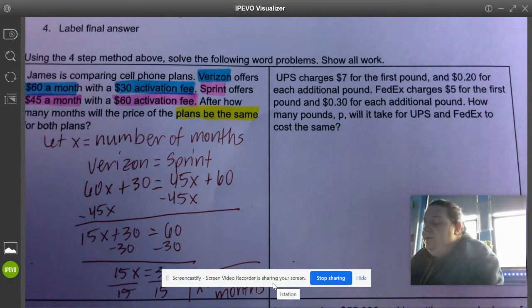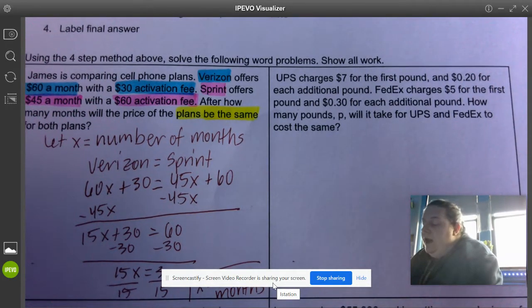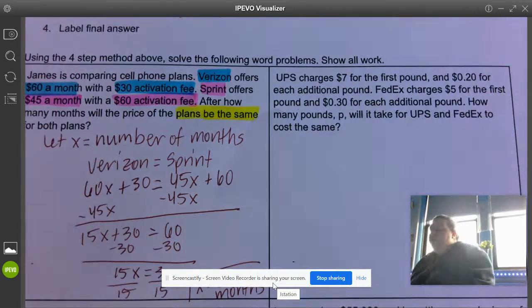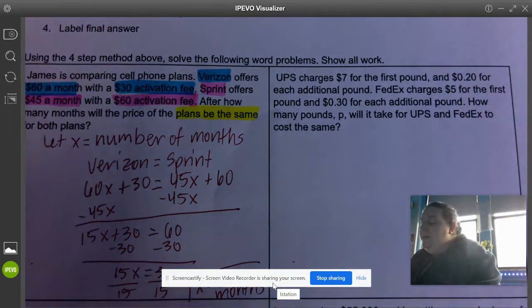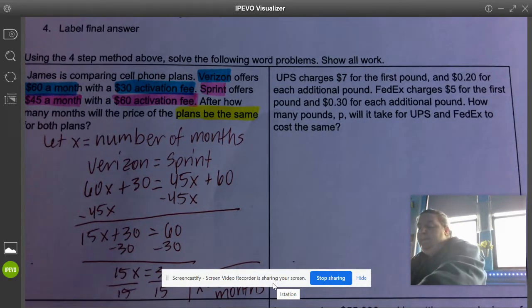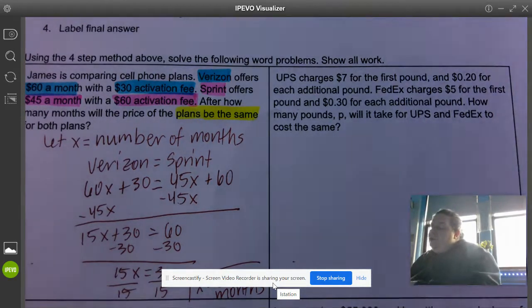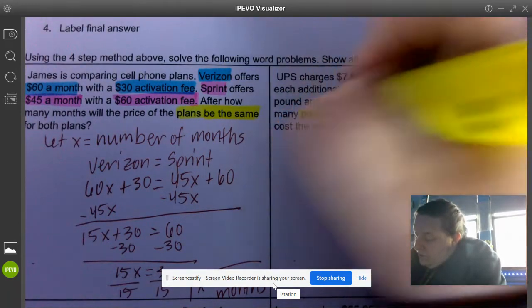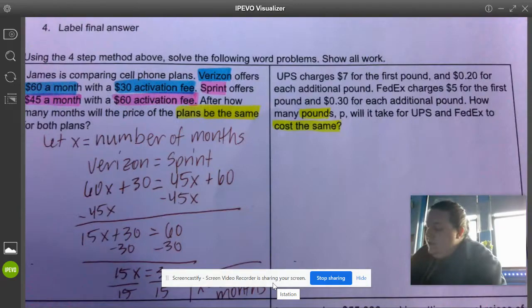UPS charges $7 for the first pound and $20 for each additional pound. FedEx charges $5 for the first pound and 30 cents for each additional pound. How many pounds P will it take for UPS and FedEx to be the same? So looking at the question, we're looking at pounds that will cost the same amount.